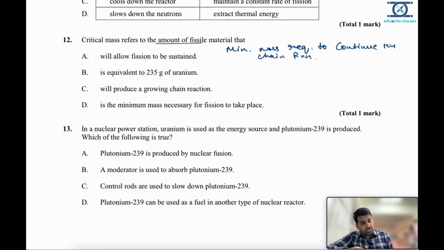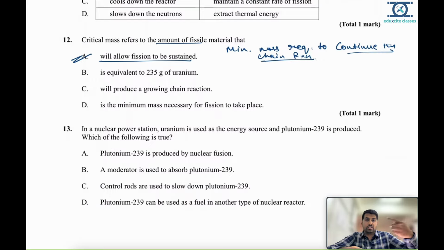So the option will be the minimum mass necessary for the reaction, which will allow the fission to be sustained. Okay, to continue the chain reaction means to be sustained. Sustain means continuous. So option A.